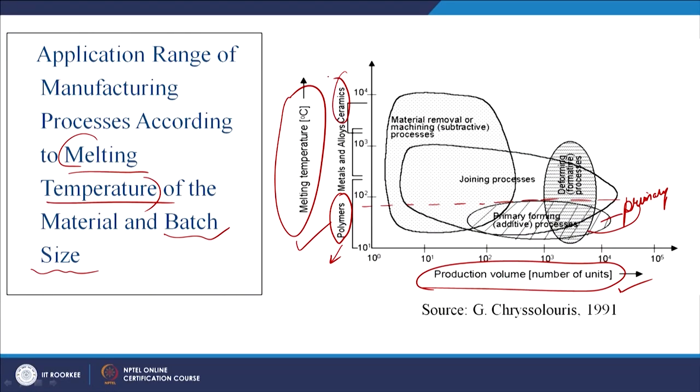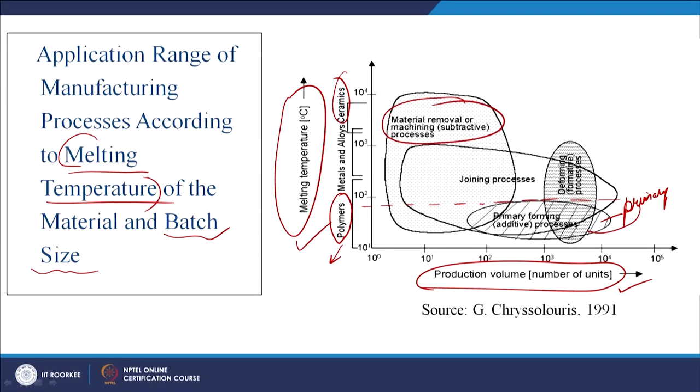Then we can see that ceramics have a very high melting point, so it is difficult to form them using primary forming processes, because we cannot melt them easily. So we need to look for certain other processes which can be used. Similarly for metals, if the temperature is very high, we can go for material removal processes, and machine the part into a given shape. Similarly, if the production volume is very large, we can go for deformative processes. So if the production volume or batch size is large, then only we must go for the deformative processes.